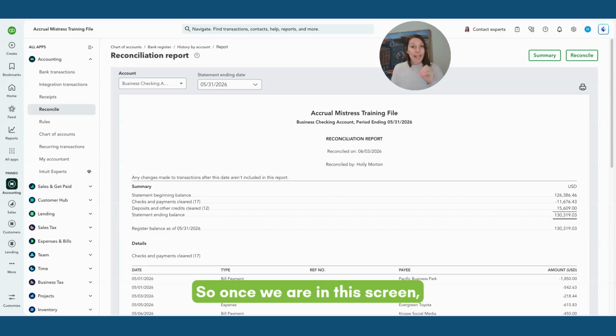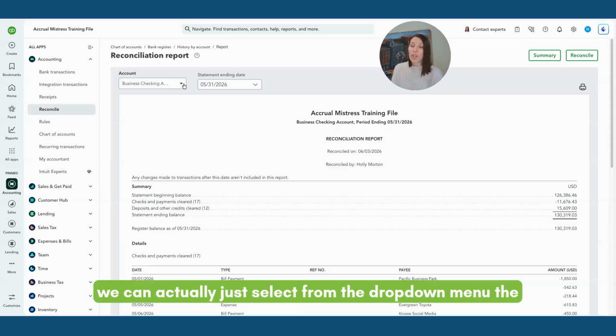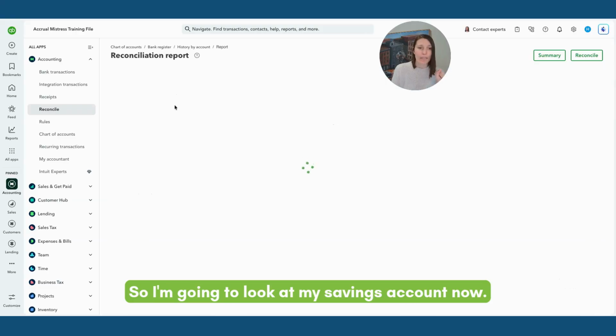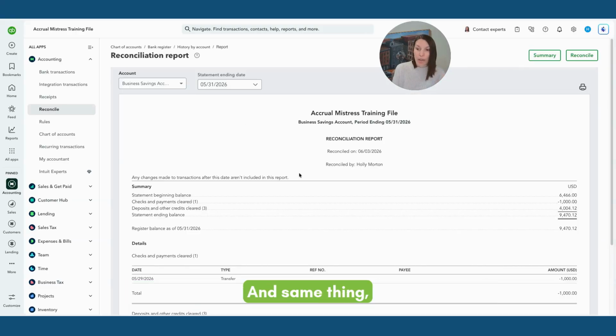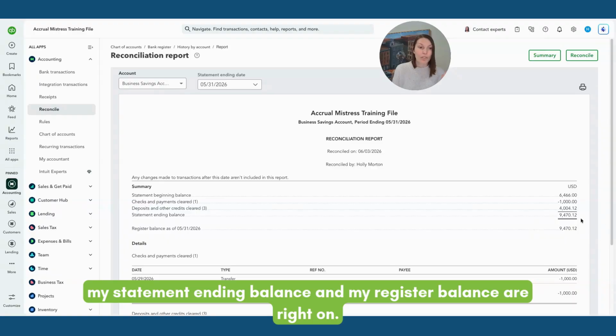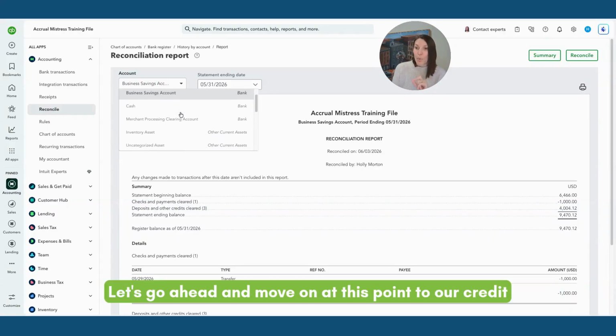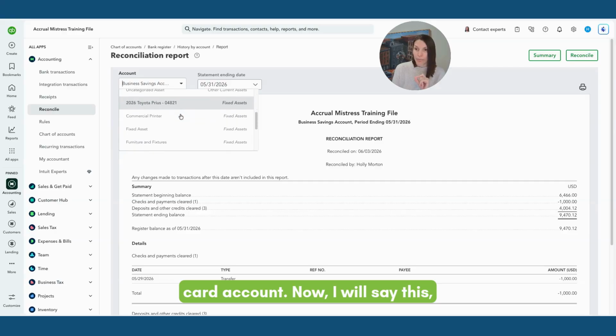So once we are in this screen, we can actually just select from the drop-down menu the next account that we want to look at right here. So we don't have to go back out to history by account and switch accounts. So I'm going to look at my savings account now. And same thing, my statement ending balance and my register balance are right on. This tells me all of the transactions have been accounted for and I'm all set. Let's go ahead and move on at this point to our credit card account.